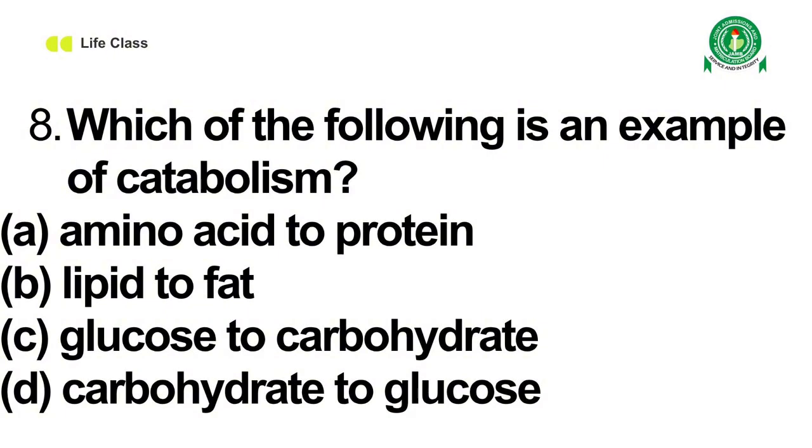Which of the following is an example of catabolism? A. Amino acid to protein, B. Lipid to fat, C. Glucose to carbohydrate, D. Carbohydrate to glucose. So catabolism has to do with the breaking down. So it has to do with breaking down something larger into something smaller. And if that is the case, the correct answer here is option D, carbohydrate to glucose.